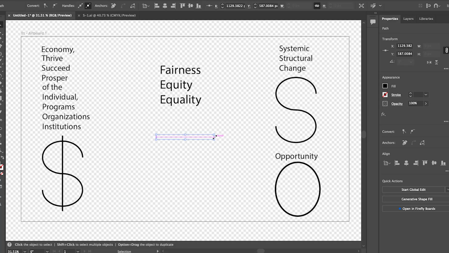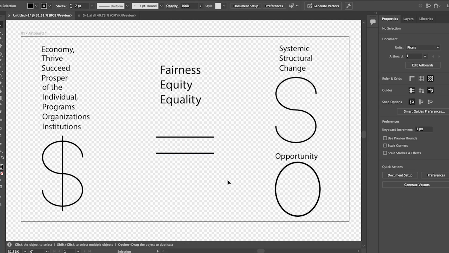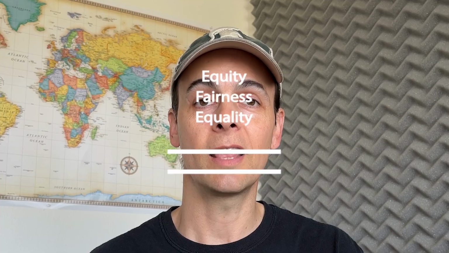The best sign I could come up with to represent this was the equal sign. I know the equal sign is usually meant to mean equality, obviously, but for this project and for the symbol, it's meant to represent equity, fairness, and equality.